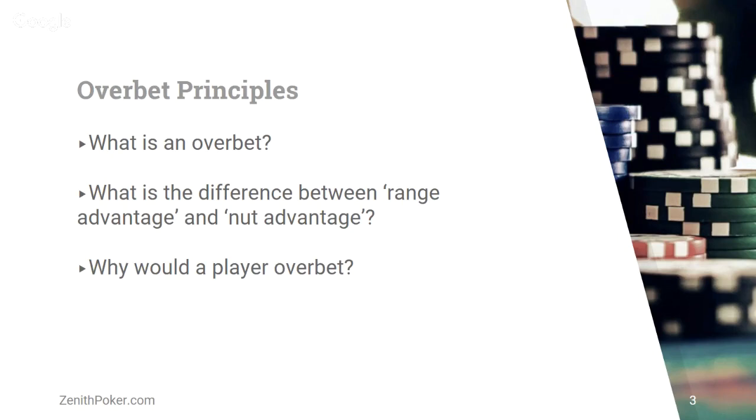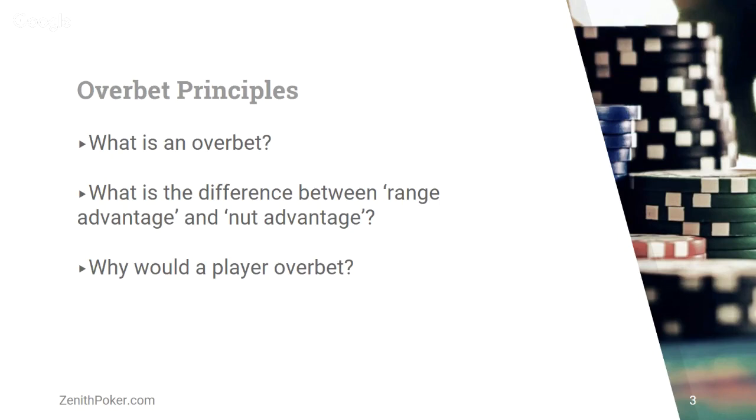All right. So knowing those two different definitions, range is sort of the equity of range versus range, and nut advantage is who has more nuts in their range. We can think about the other two questions. First, what is an overbet? I think it's pretty obvious from the definition: an overbet is a bet that's more than the size of the pot.